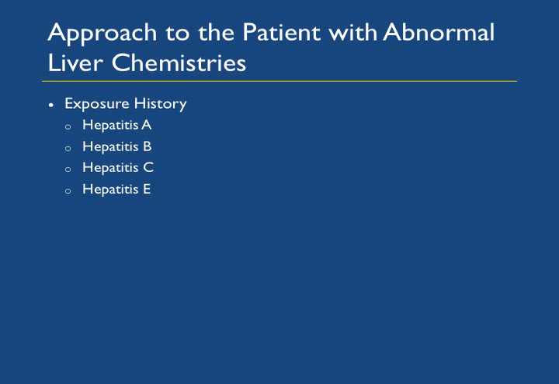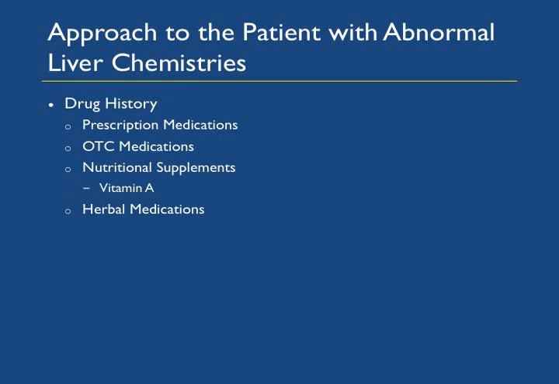Hepatitis B, both sexually and intravenous drug use, transmission needs to be considered. Hepatitis C, particularly in the Vietnam-era veteran population, is a common finding. And travelers returning from the Indian subcontinent, possibly even now from Mexico, may be at risk for the development of acute hepatitis E. A drug history is a very important part of the approach.